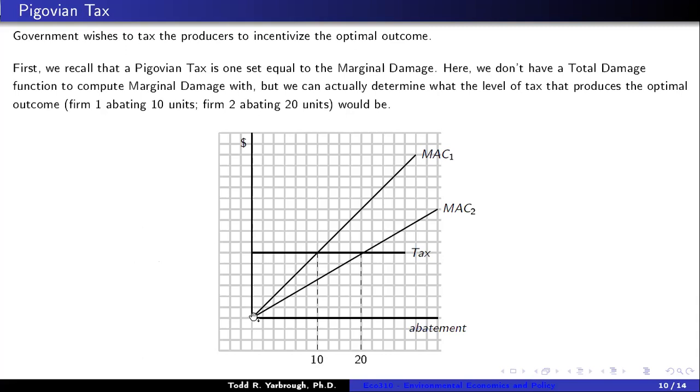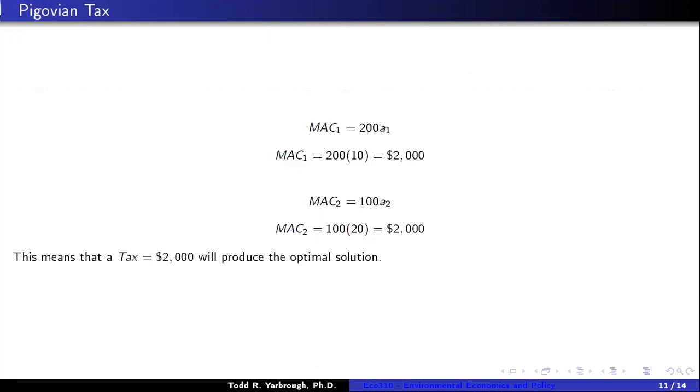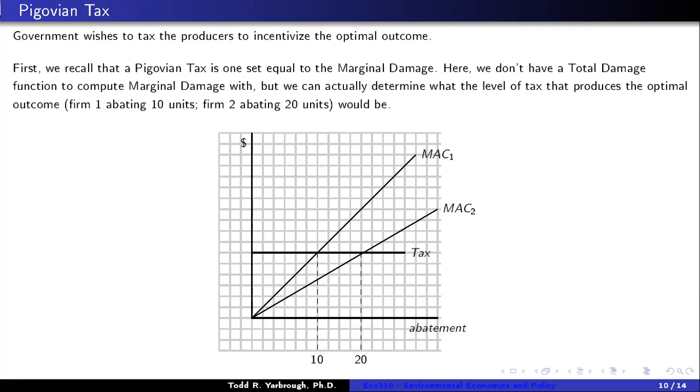As firm one is deciding how much to abate, they see that it isn't until they go past 10 units of abatement that their marginal abatement cost is greater than $2,000, right? So they will stop abating at 10 units of abatement, and beyond, they will simply pay the $2,000 tax as opposed to the higher marginal abatement costs.